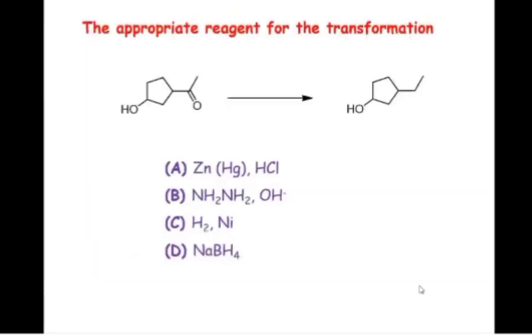Yesterday we saw this last question, the appropriate reagent for the following transformation. We saw complete reduction of ketone to hydrocarbon while keeping this hydroxyl group intact. Under Clemmensen reduction conditions, dehydration may take place. Hydrogen with nickel reduces the ketone group to alcohol, sodium borohydride also reduces ketone to alcohol, and Wilkinson reduction does the same, but Wolff-Kishner reduction reduces ketone to hydrocarbon while keeping this hydroxyl group intact. Okay.